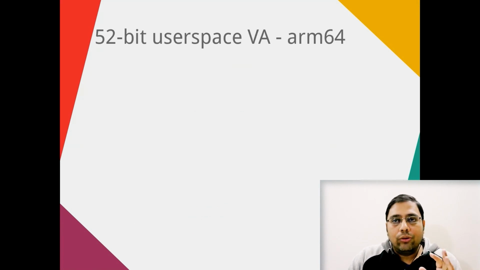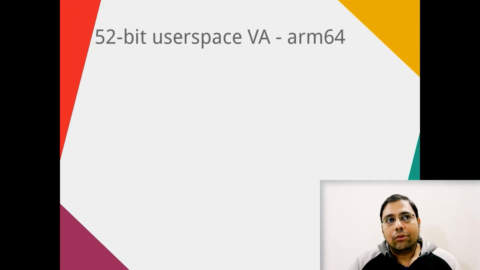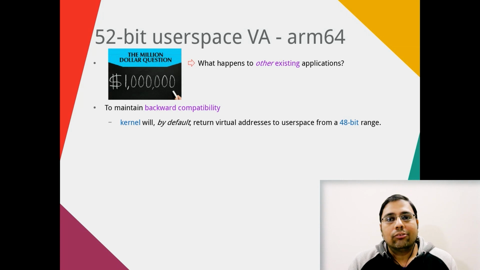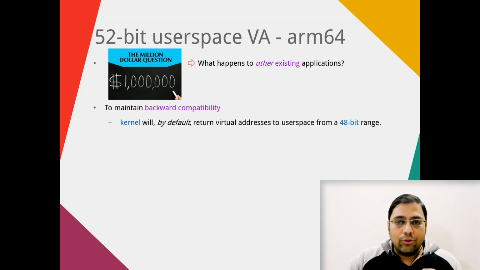So I know the $1 million question right now popping up in your head would be that other than the debugging applications, what happens to the other applications? Are they broken? Which are probably not used for debugging kernel per se. These existing applications actually expect a maximum address from the kernel, which is actually 48-bit. So basically, do they break now because the kernel started returning addresses in the 52-bit range? So the answer is no.